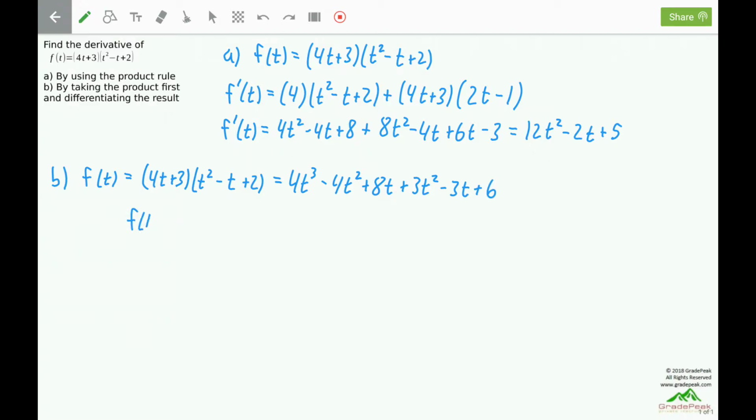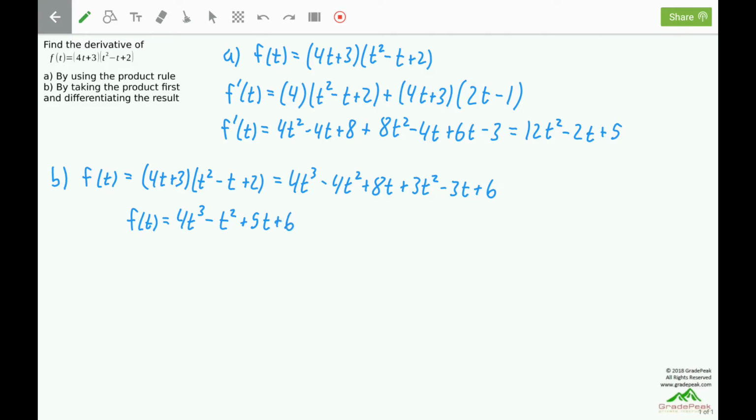Let's combine like terms together. There's only one t cubed term, 4t cubed. There's 2 t squared terms. We have a negative 4t squared and a plus 3t squared. Negative 4 plus 3 is a negative 1 t squared. There's 2 t terms. There's an 8t and a negative 3t. 8 minus 3 is a 5t. And then we have a constant plus 6.